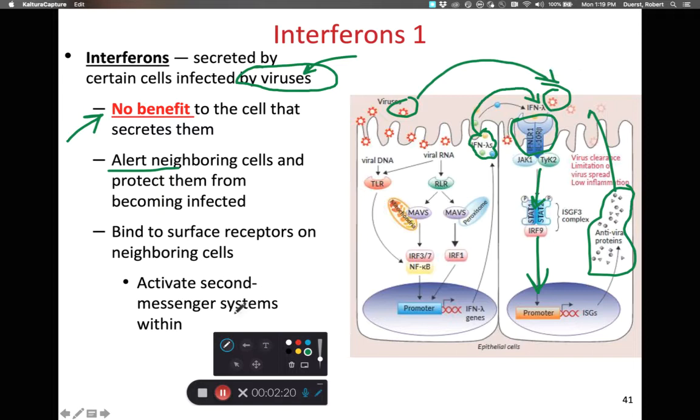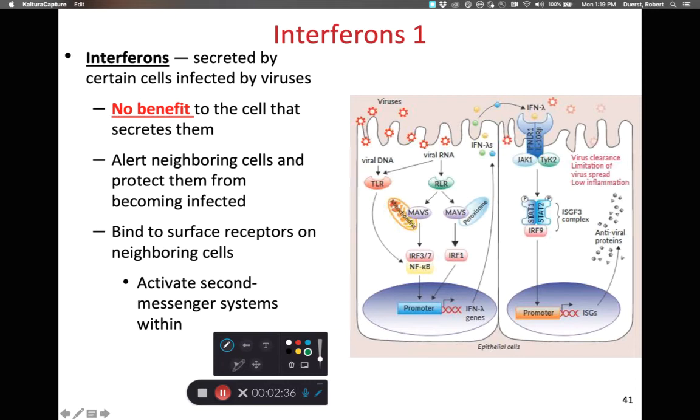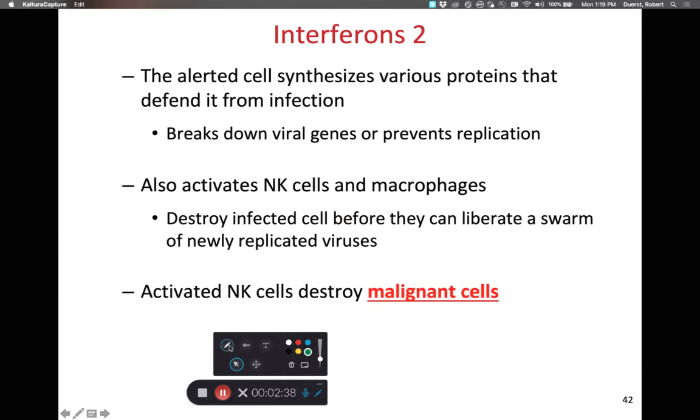And as we're looking at these techniques, one of the things we're trying to find out right now in healthcare is ways to activate this interferon system to help combat viral infections. Now, these interferons will cause that alerted cell to synthesize those antiviral proteins.